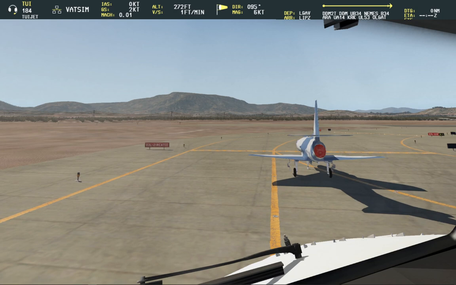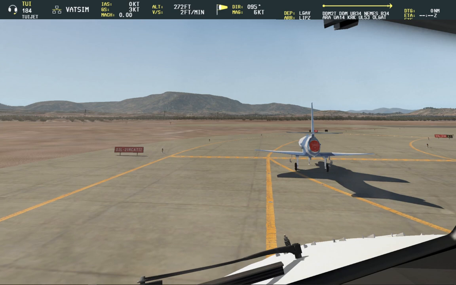Siberian 229, tick up 128.95, bye bye Siberian 229.